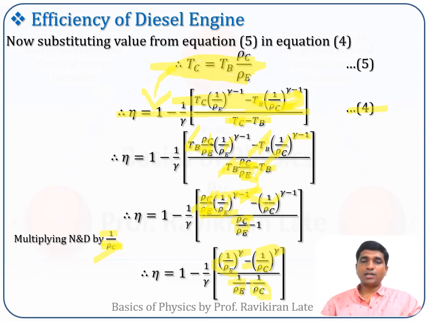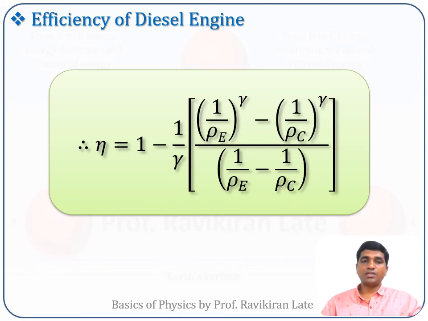Now this is the expression for the efficiency of a diesel engine, which is eta equal to 1 minus 1 by gamma, in brackets, 1 upon rho e to the power gamma minus 1 upon rho c to the power gamma, divided by 1 upon rho e minus 1 upon rho c.